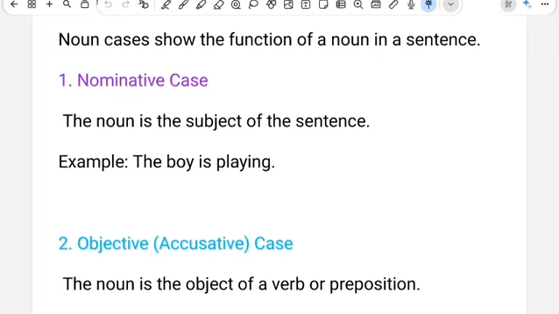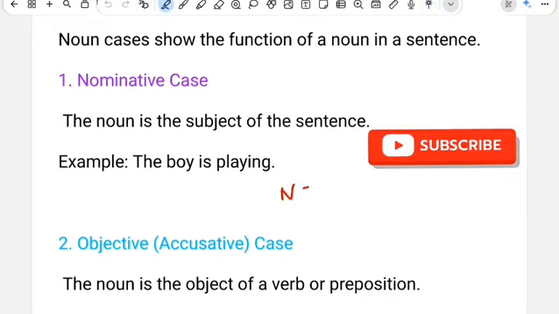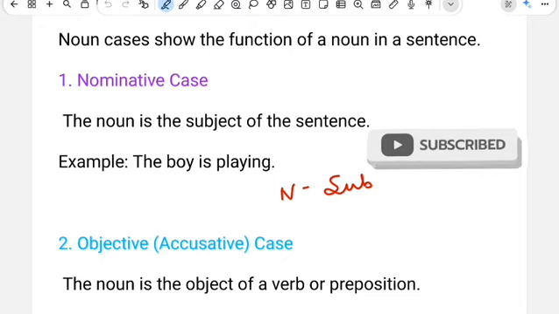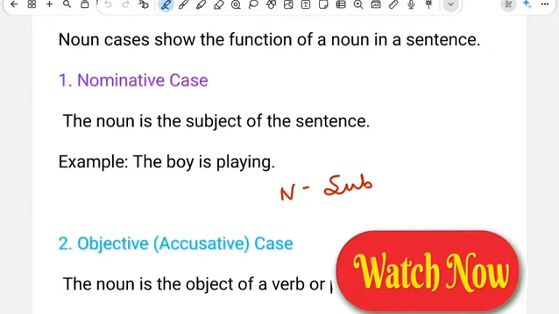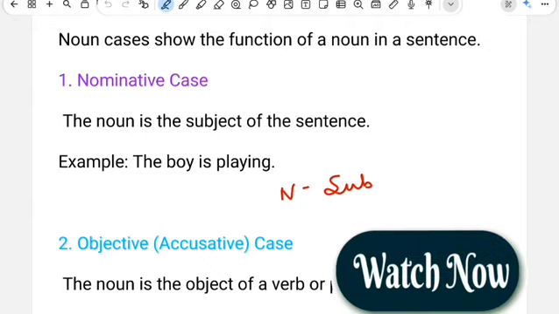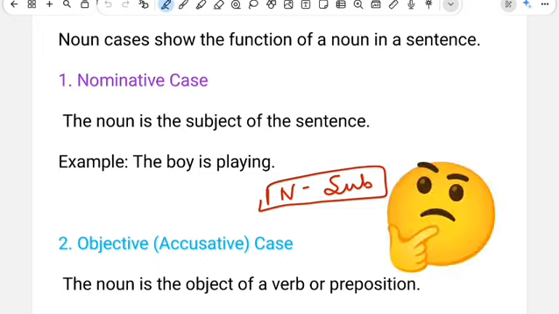So let's start. First, nominative case. The noun is the subject of the sentence. I will tell you in the easiest way. When a noun is in the subject place, I hope you know subject and predicate. If you don't know, you can watch the previous video on our channel, which is totally understandable. So nominative case is when a noun is in the subject place. And how you can identify subject and object, I will tell you through this video.